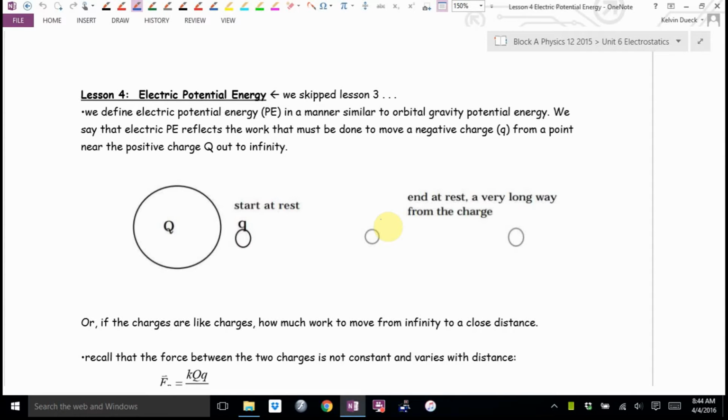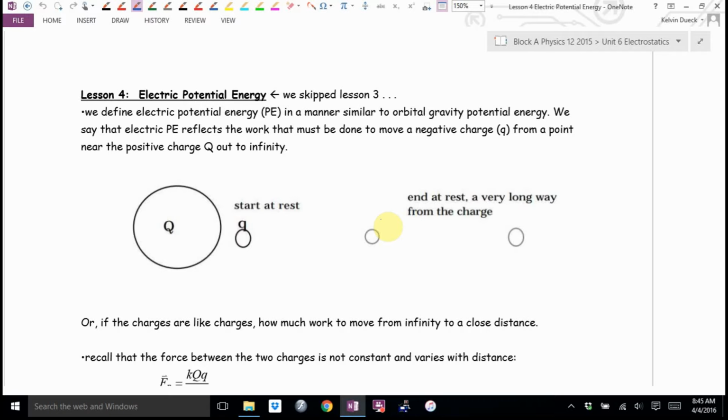We're going to define electric potential energy. Now first the question we have to ask is, do charged objects have potential energy? Well, we said that a mass had gravitational potential energy because it wanted to fall down. If I had a positive charged earth and this was a negative charge, would it also want to fall down? So does it have potential energy? Yeah. Got a problem though.